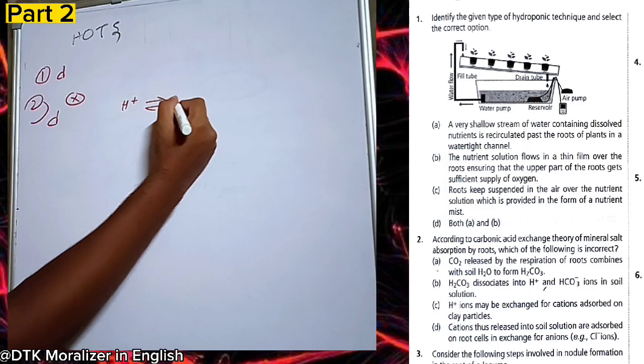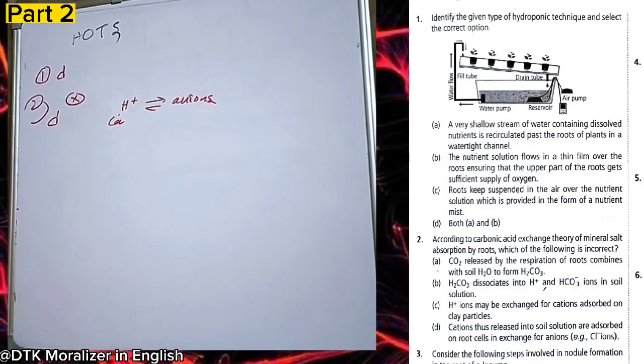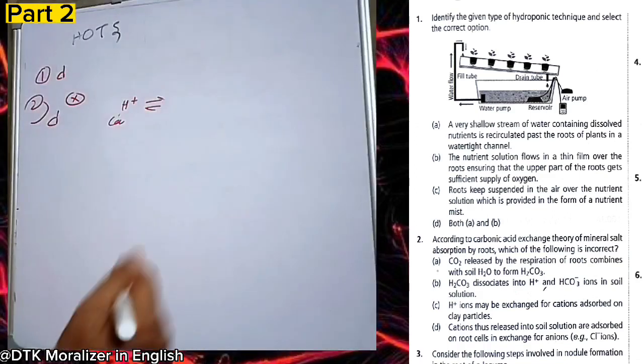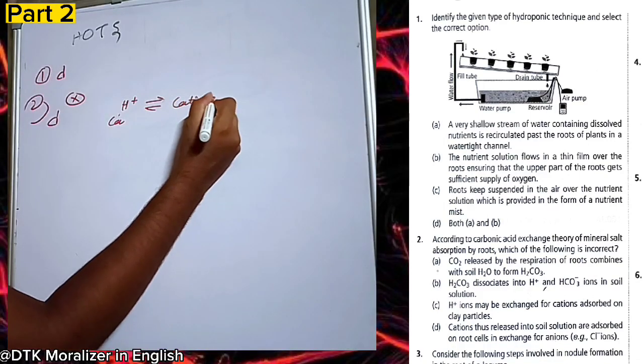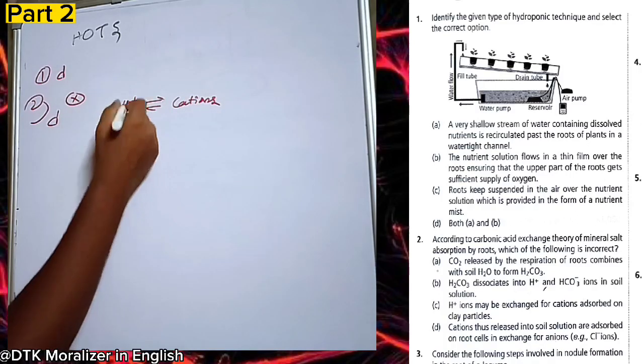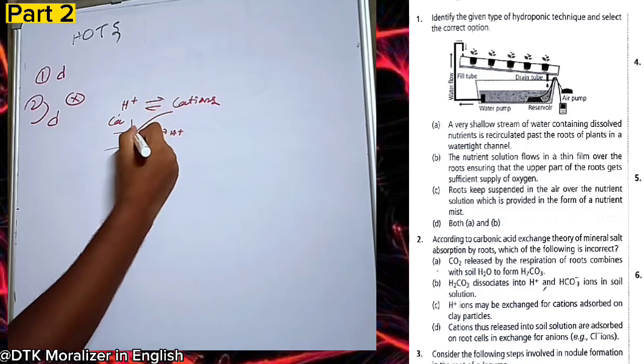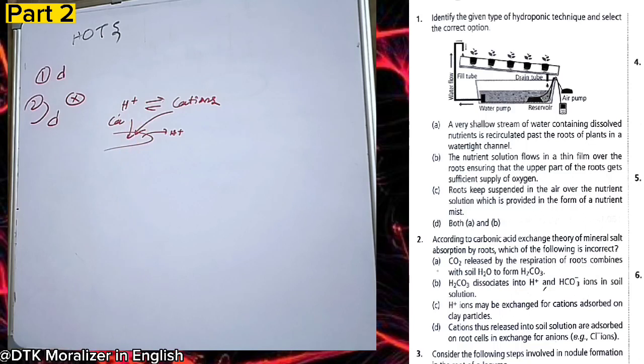Here, as you can see, H plus ions are exchanged for cations. Sorry, not anions: cations are exchanged for H plus ions. The H plus ion goes out, and cations will enter into the tissue.